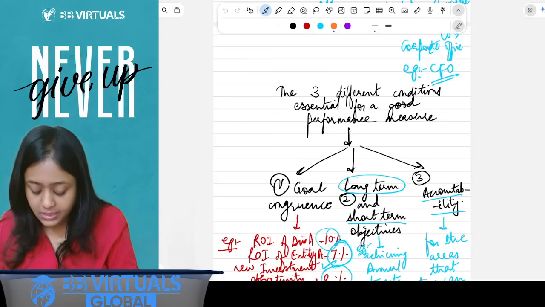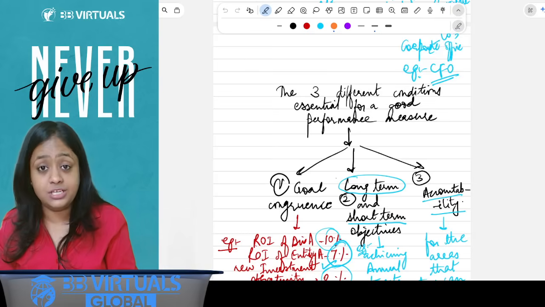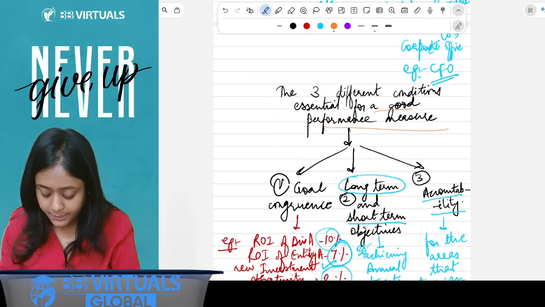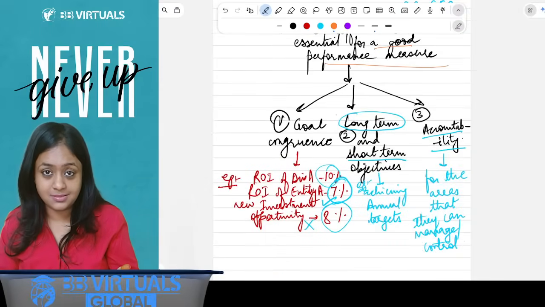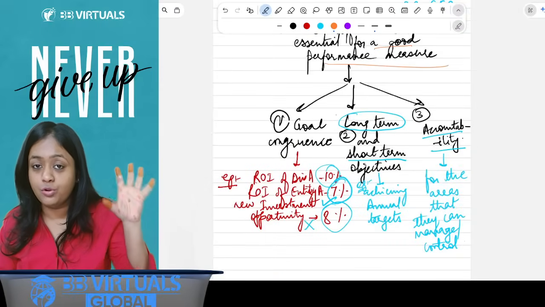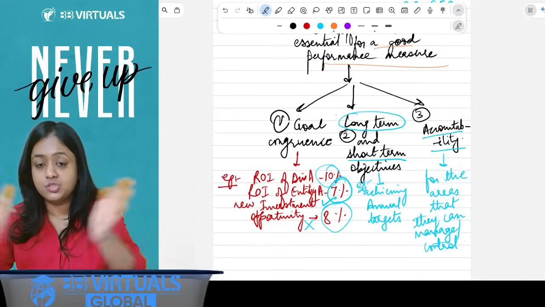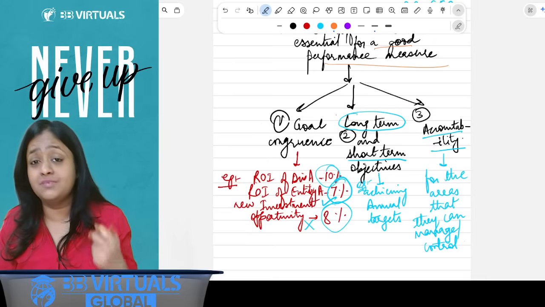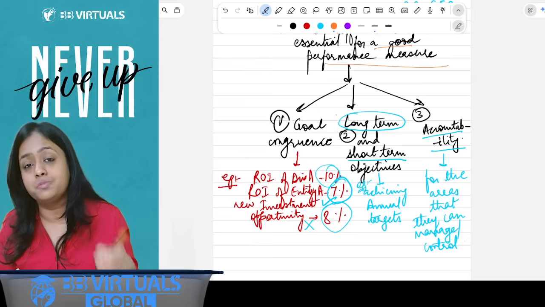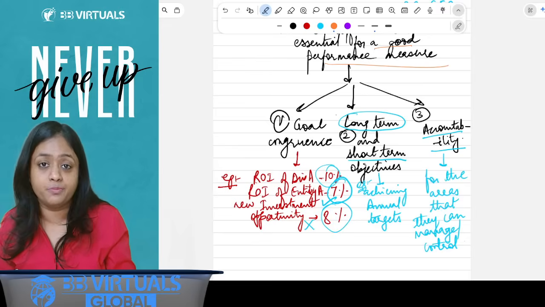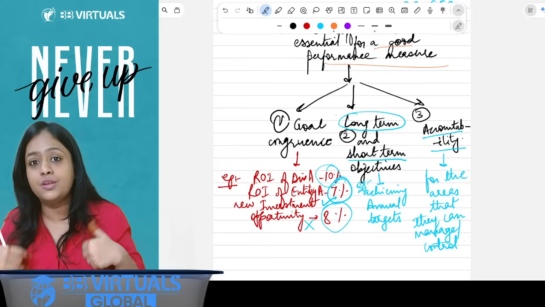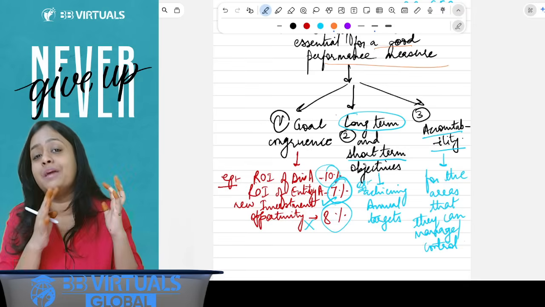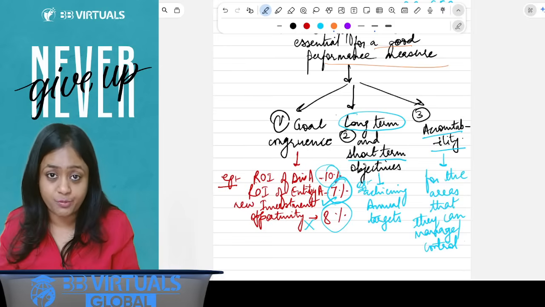Okay, now the three conditions that are essential to ensure that a good performance measure is adopted. The first is goal congruence. That is, like I told you, managers' goals and the organization's goals should match. Number two, long-term and short-term objectives. Generally it's a difficult point because managers tend to look at the short-term objectives only, because they tend to fulfill these objectives in the short run to get better bonus, better increments, and better performance evaluation.